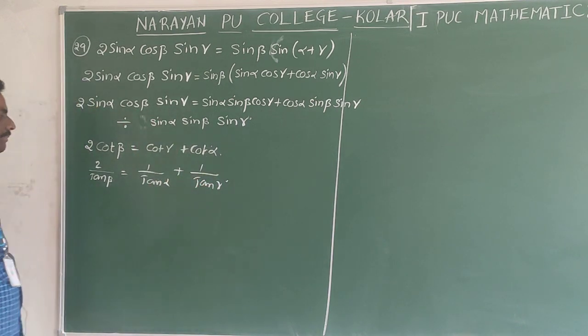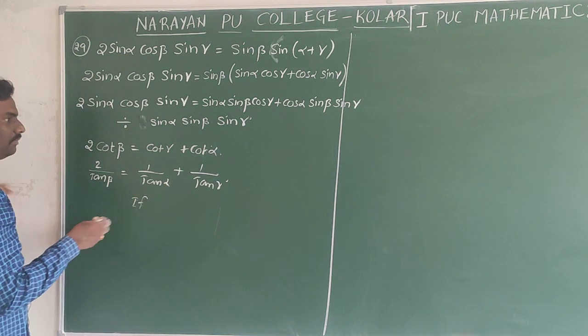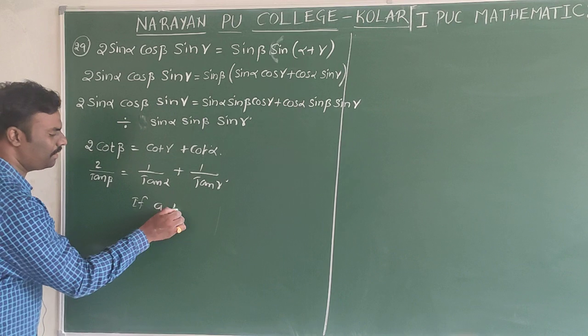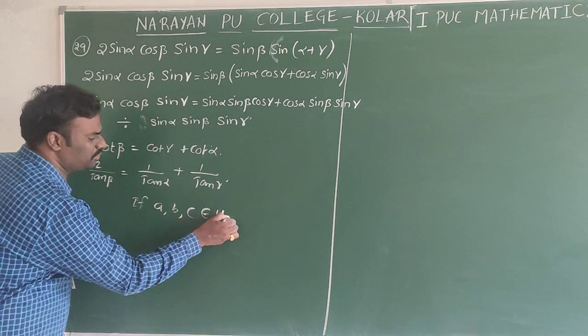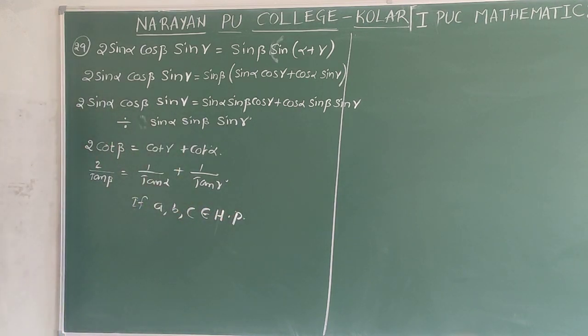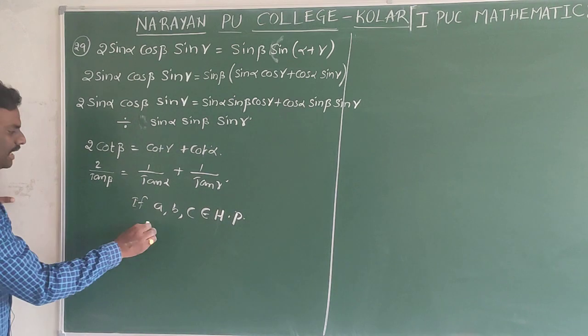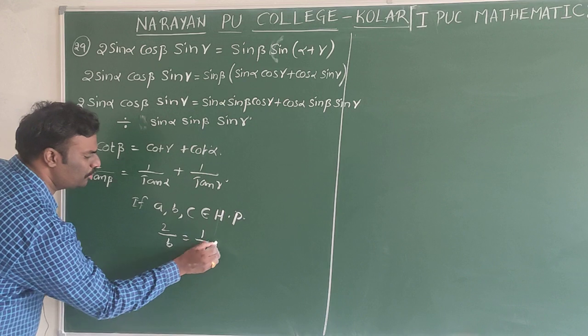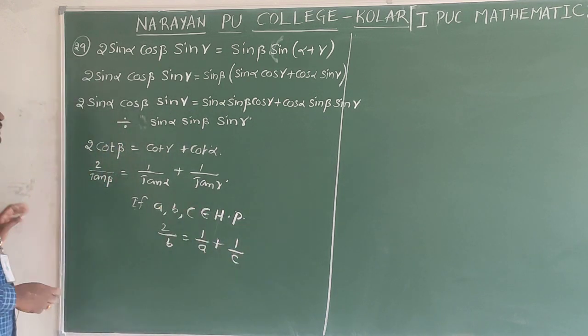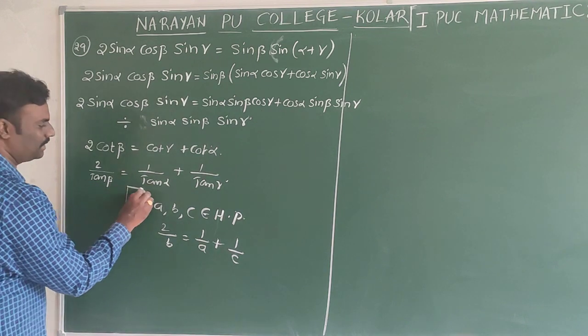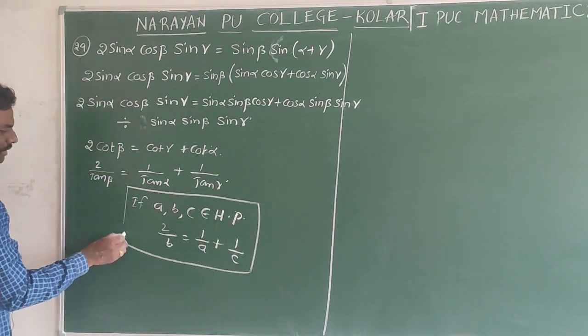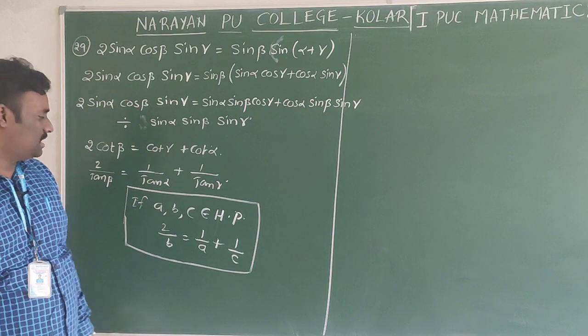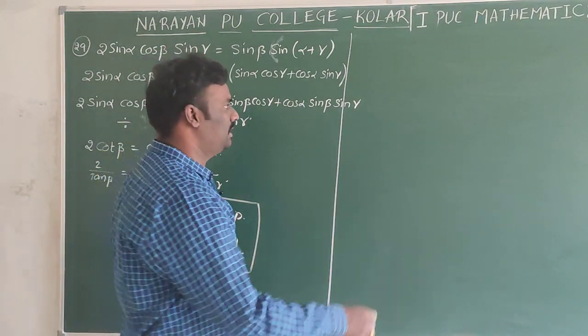Already we know one condition, if a comma b comma c belongs to harmonic progression, then you can write 2 by b is equal to 1 by a plus 1 by c. Okay, so this is condition you will get in progression chapter. So I will explain how this condition came in rough, because progressions is there in your 10th standard.